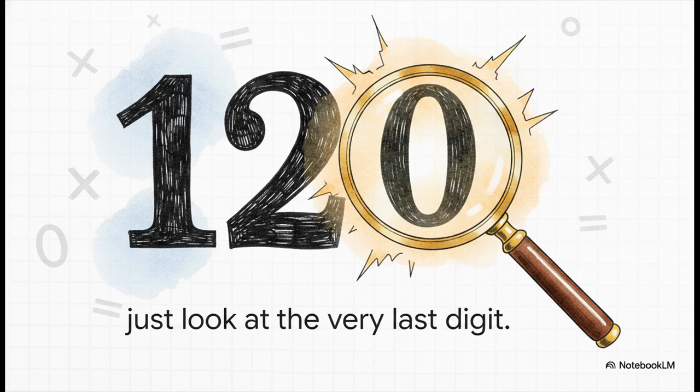Think about the multiples of 10. 10, 20, 30, 40, 110, 120. Notice a pattern? The visual rule is incredibly straightforward. If the digit in the ones place is 0, then that number is wholly divisible by 10. That's the whole shebang, no dividing required. You literally just look at the very last digit.